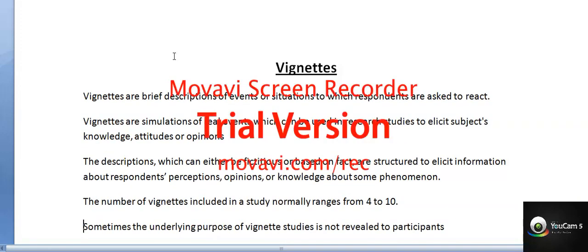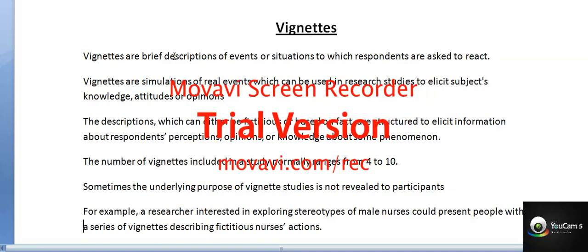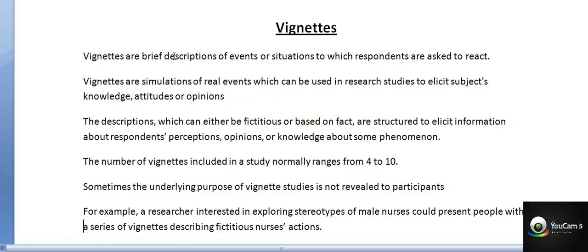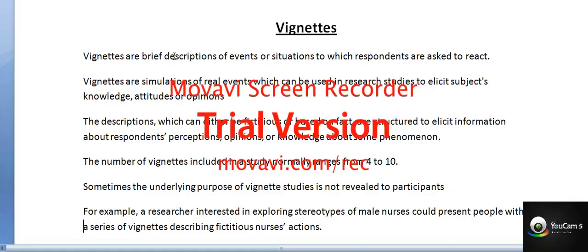Next we will move on to vignettes. This is not very important in nursing research, but nowadays people have started using this. It is a psychological method which is used in psychology. So vignettes are a brief description of events or situations to which respondents are asked to react. So it is nothing but simulations of a real situation or real events that will be given, and they have to act to that situation.